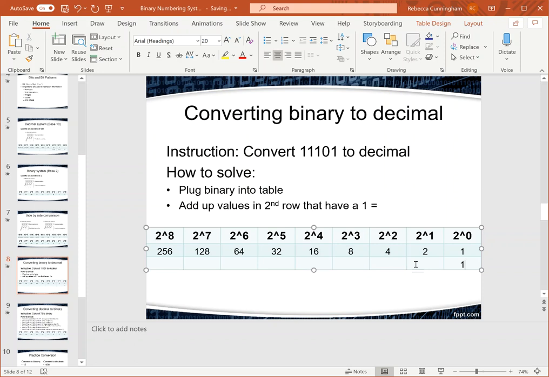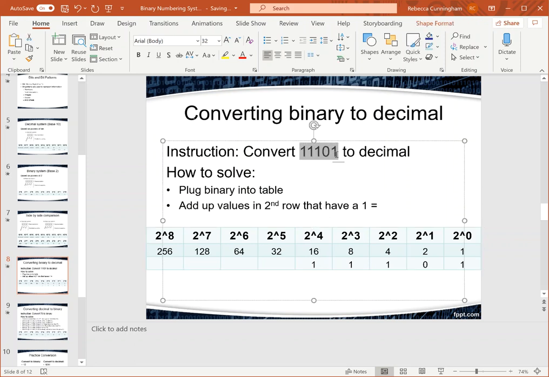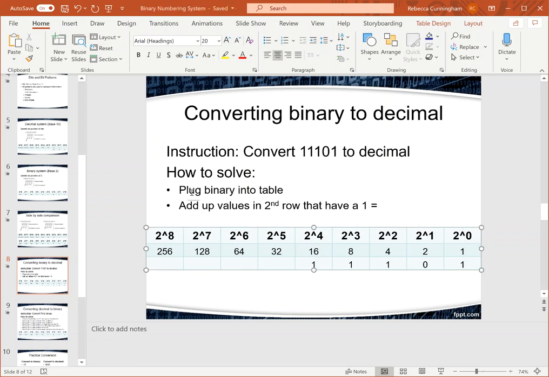And so 1, and then moving over, that's a 0, and that's a 1, 1, and 1. Okay, so I have now plugged these binary digits into this table. Now, how do I know what that means in decimal form? Well, the second step here says add up the values in that second row that have a 1.